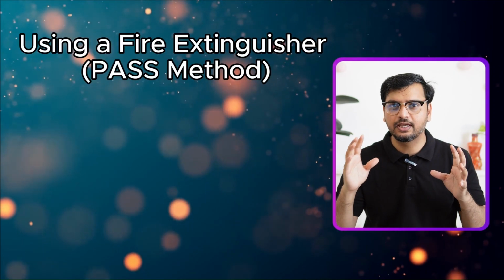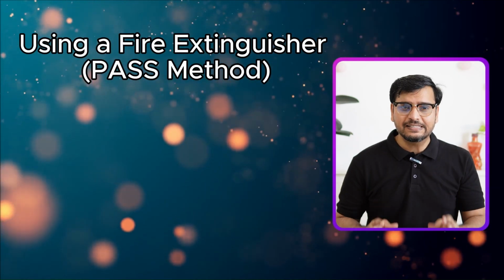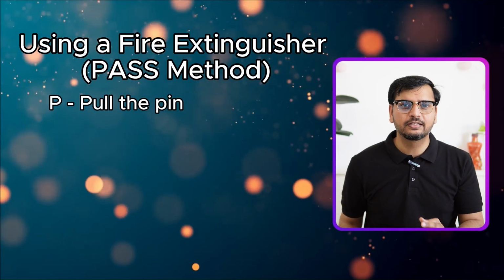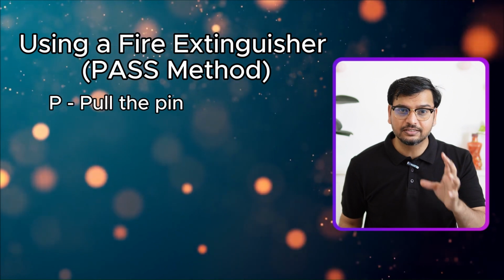Now let's move to the next important part, how to use fire extinguisher. Knowing which extinguisher to use is important, but knowing how to use it is just as crucial. Here is a simple method to remember: PASS. P stands for pull the pin. Pull the safety pin from the handle. This will break the tamper seal and allow you to discharge the extinguisher.